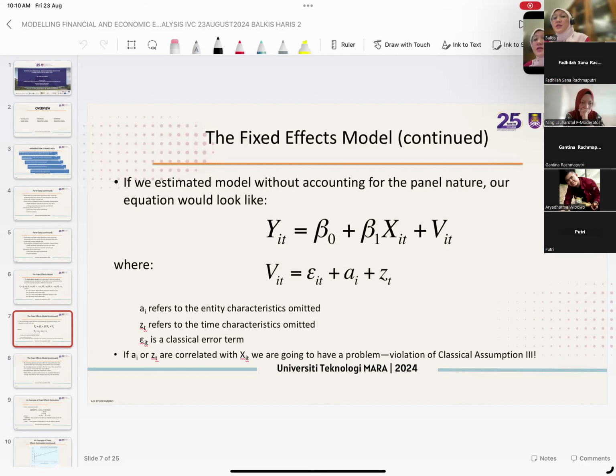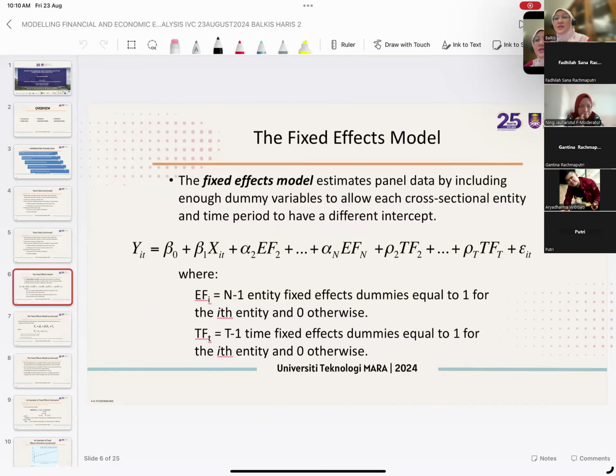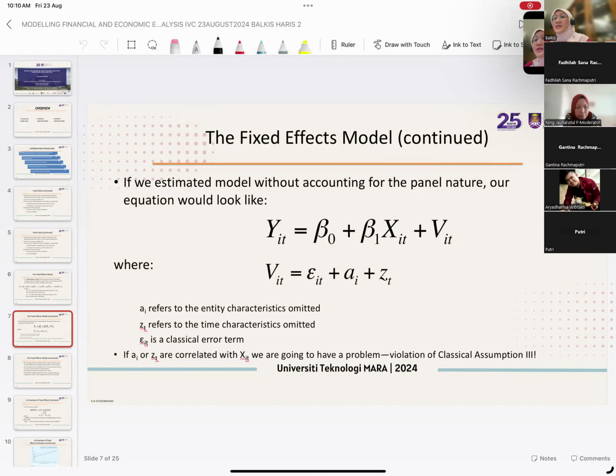Under the fixed effect model, if we estimate the model without accounting for the panel nature, the equation will look like this. Y_it, the dependent variable, where i is the entity effect and t is the time effect, equals beta 0, which is the constant, plus beta 1 X_it, plus v_it, where v_it is the error term, plus a_i, which refers to the entity characteristics omitted, and z_t, the time characteristic omitted.